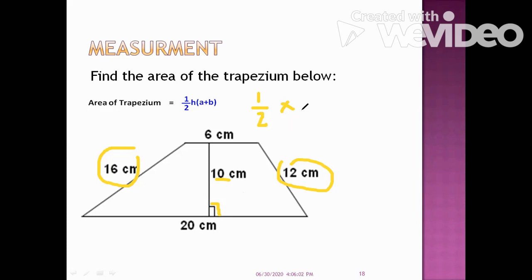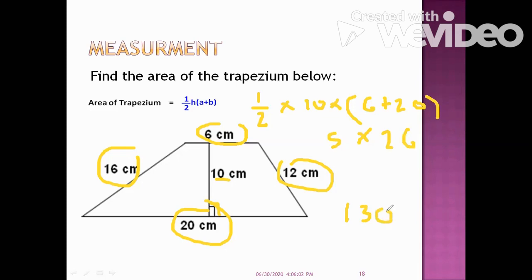So it's a half multiplied by 10 multiplied by a plus b. Now a plus b are the two parallel sides, so we're talking about 6 and 20. So it's going to be 6 plus 20. Half of 10 is 5, and 6 plus 20 is 26, and 5 times 26 is 130. So the answer is 130 centimeter square.